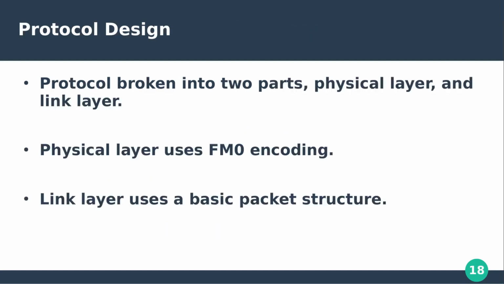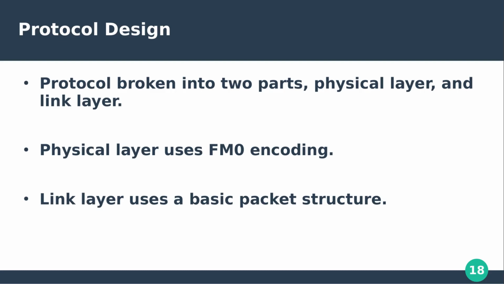Now, let's talk about the actual protocol design. This protocol was broken into 2 parts, a physical layer part and a link layer part. Now, due to the nature of backscattering signals, there is a potential that lowering or raising a power level could lead to a 1 being seen as an increase or decrease in power, as opposed to the typical increase of power representing a 1. Now, their solution to this is using an FM0 encoding in the physical layer.